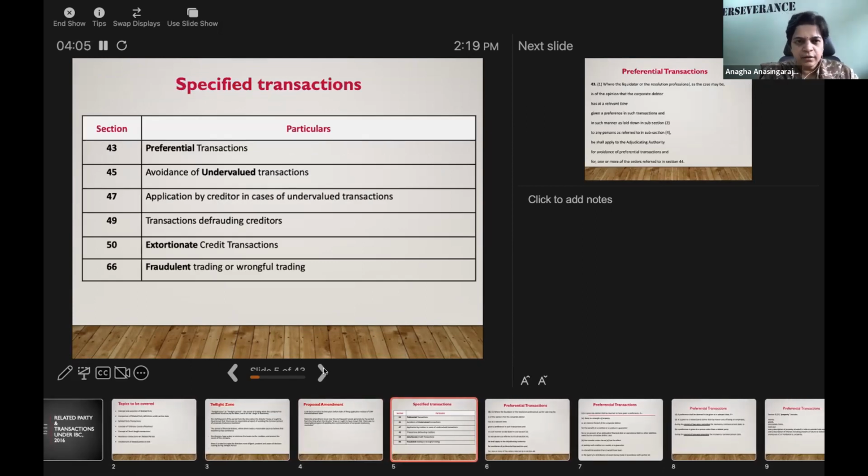Now identifying the specified transactions. So the categories of transactions given are, under section 43, preferential transactions, undervalued transactions. Then 49 is the transactions of defrauding creditors, extortionate credit transactions, and fraudulent trading or wrongful trading transactions.